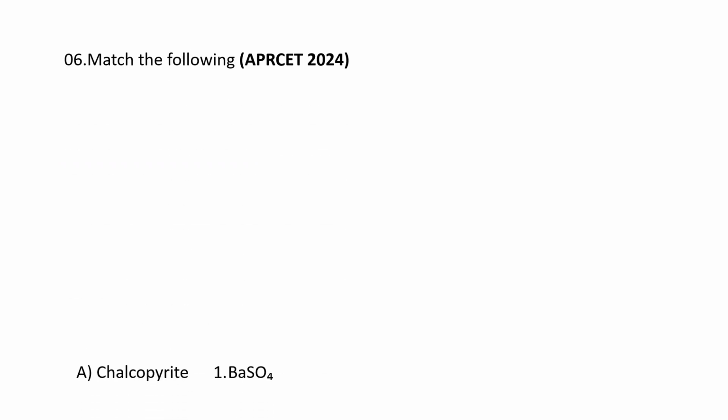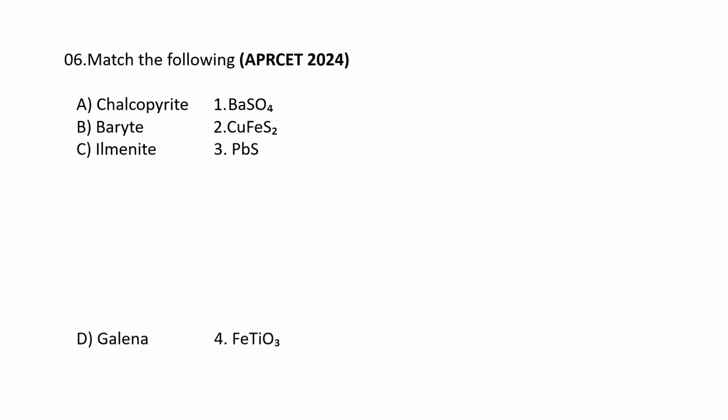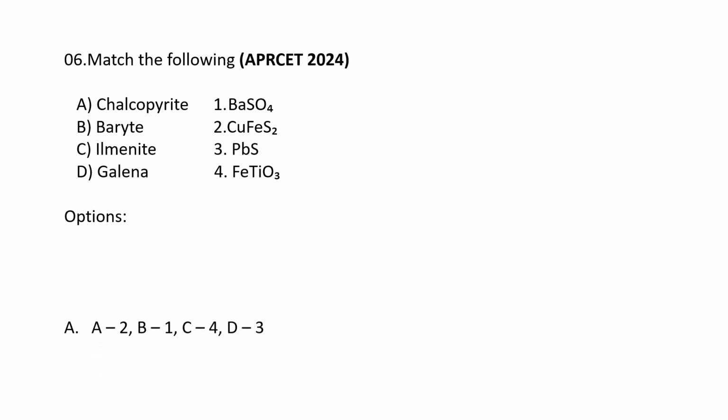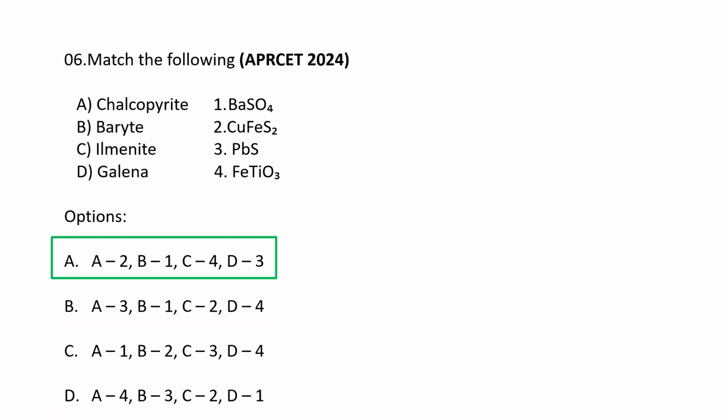Next question. Match the following. A, B, C, D are given. 1, 2, 3, 4 are given. A. Chalcopyrite, B. Barite, C. Ilmenite, D. Galena. 1. Barium sulfate, 2. CuFeS2, 3. PbS, and 4. FeTiO3. Options given are A. A2, B1, C4 and D3, B. A3, B1, C2, D4, C. A1, B2, C3, D4, and D. A4, B3, C2, D1. So the correct option goes as A, that is chalcopyrite is copper iron sulfide, CuFeS2, and barite is BaSO4, and ilmenite is FeTiO3, and galena is PbS. So A is the correct option.